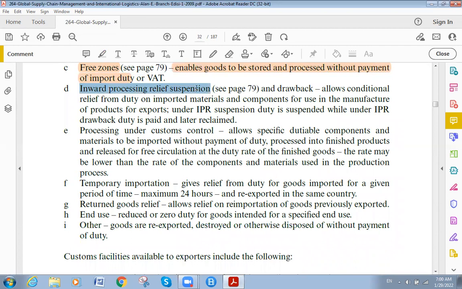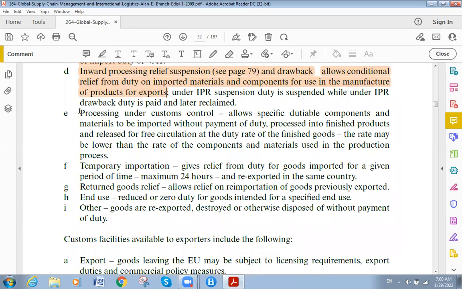Inward processing relief, suspension, and drawback allows conditional relief from duty on imported materials and components for use in the manufacture of products for export. Processing under customs control also allows specific components and materials to be imported without payment of duty, processed into a finished product, and released for free circulation at the duty rate of the finished goods. The rate may be lower than the rate of the components and materials used in the production process. It's also another type of duty.